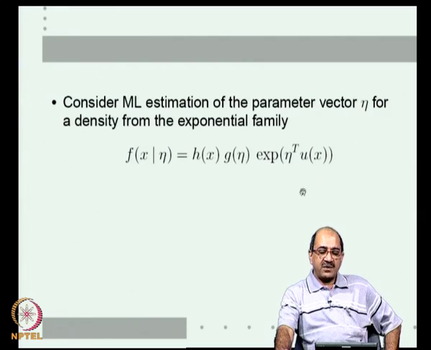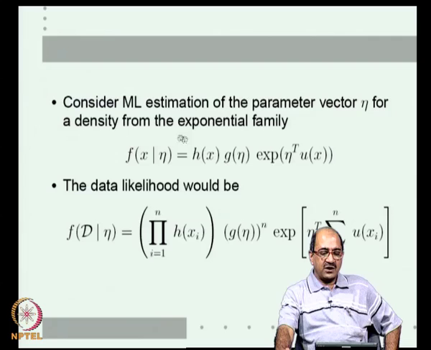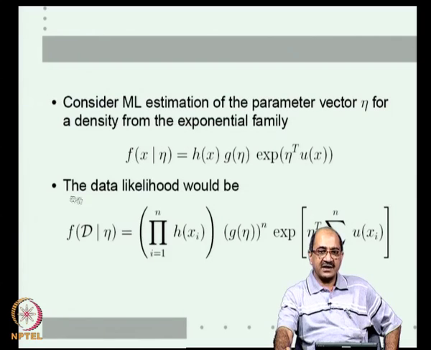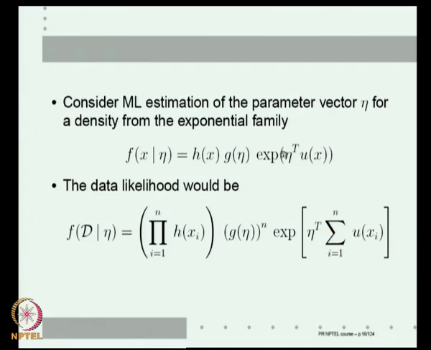So, given that this is the form of the density, the likelihood will be what? Product of f of x I given eta, I equal to 1 to n. So, product of this with x replaced by x I, and product I equal to 1 to n. So, I get one term from this, product of h x I, I equal to 1 to n. G eta does not depend on x I, so I get g eta to the power n, and because it is exponential, it goes into this as a summation. So, it becomes eta transpose summation I equal to 1 to n u x I. So, this will be the data likelihood.